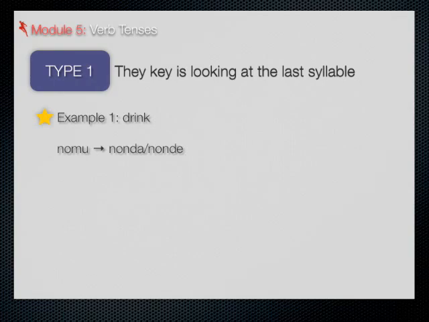So let's look at another example. How about "to use," which is tsukau. As you can hear, the last letter there is u. So we want to use the u rule, which is to drop that sound and then add a ta or a te sound. So tsukau becomes tsukatta for the ta form and tsukatte for the te form.